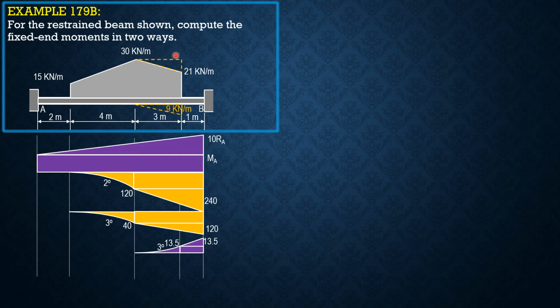Then for the rectangular loading, 30 times 3 times 1.5, it is second degree. And the value is 135. So it is replaced with a couple of 135 counterclockwise plus the force. So let's transmit the couple to B, second degree, 135. Then the force is 30 times 3, 90 times 1. So we have 90 triangular value. So that's it. This is the complete moment diagram by parts.